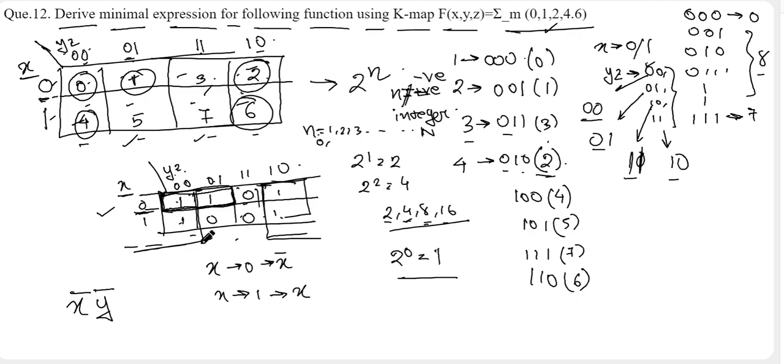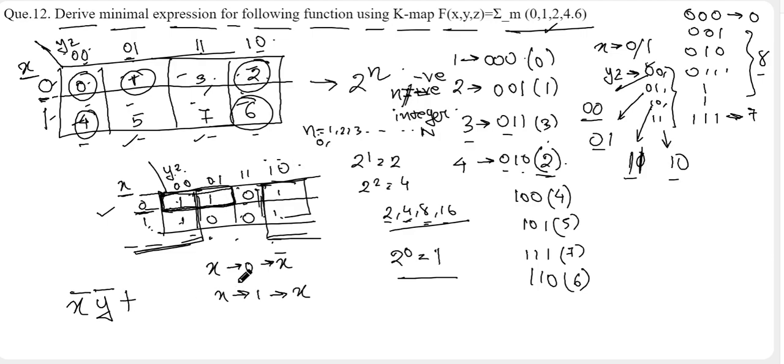And next, for this group we can see that the x value is not fixed. For this group, the x value is changing from 0 to 1. And if we check the yz values, here it is 0 0, here it is 1 0. So the value of y has changed from 0 to 1, but the value of z is constant, which is 0. So we will just write it.